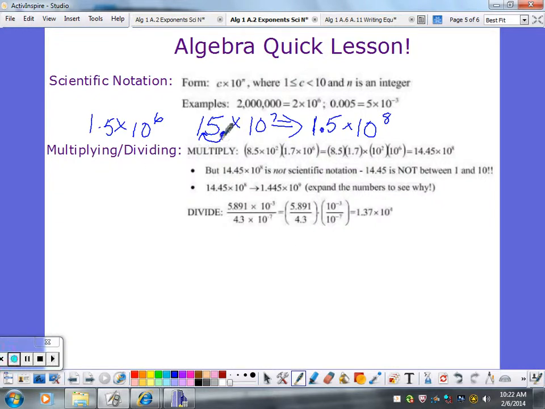Think about what this means. This means you've got 7 zeros after it, right? When I move my decimal, now I've got to move it back 8 places, right? If you move it 1 to the left, you've got to multiply by another power of 10. So that's one thing you need to know.